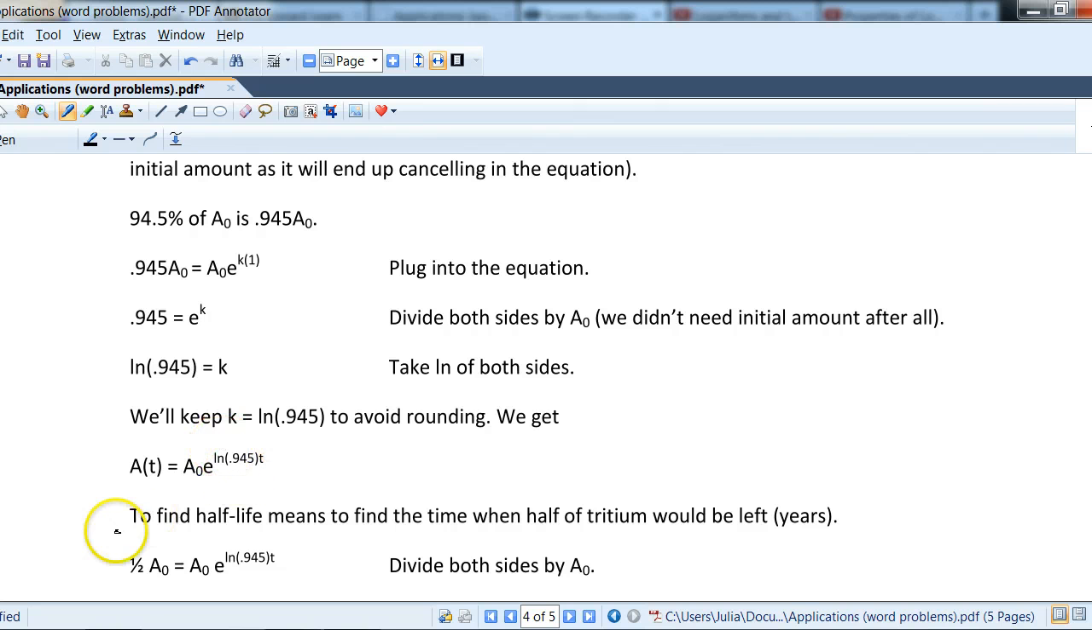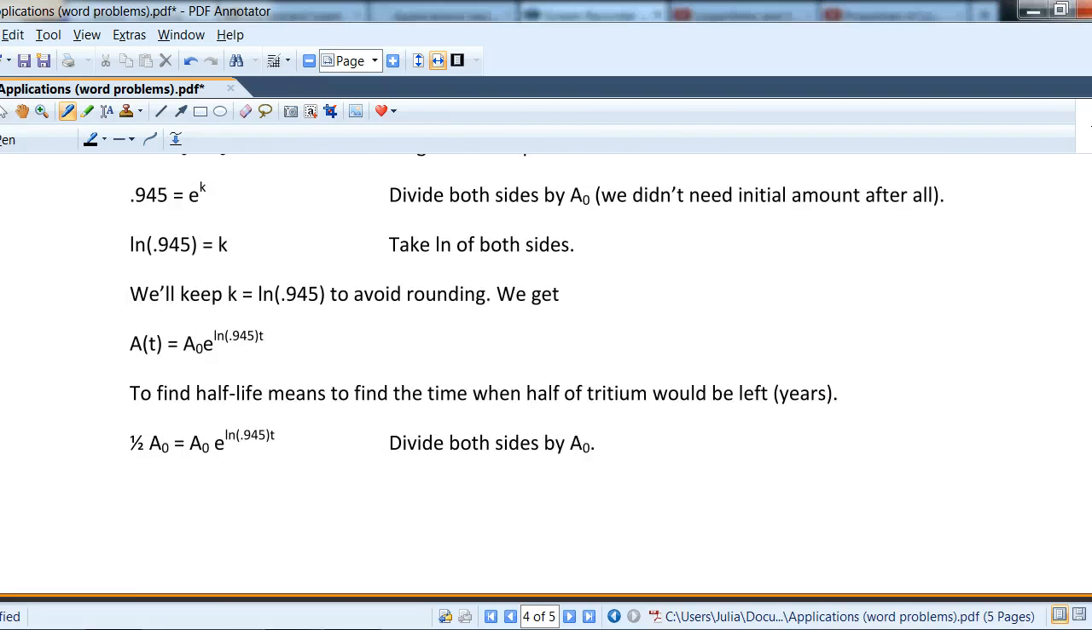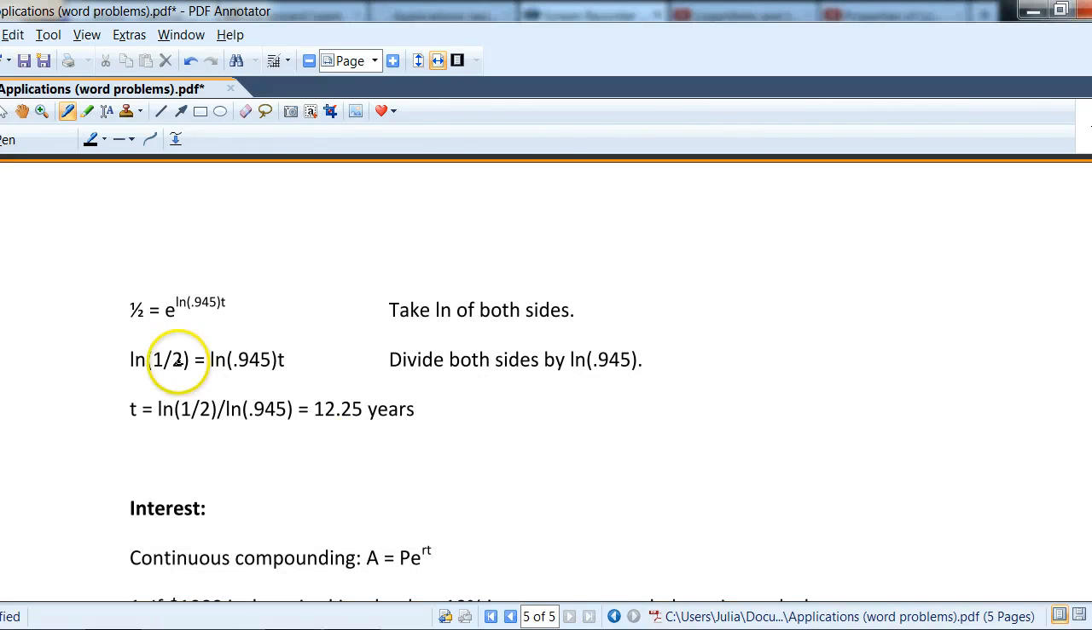so you can put it right there in the exponent. And to figure out the half-life, I put a half of A0. Again, we can divide by A0. So it doesn't matter how much it was initially, we can still figure this out. Then take a ln of both sides. And so a ln of 1/2, and then the ln and the e cancel, so you just end up with ln of 0.945 times t. Then you just divide out.